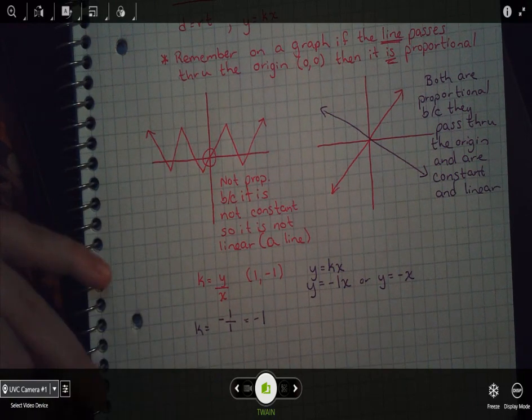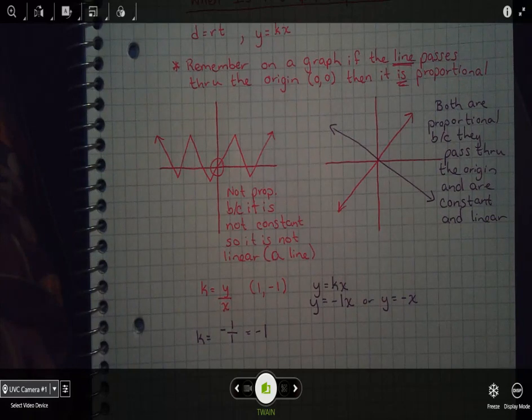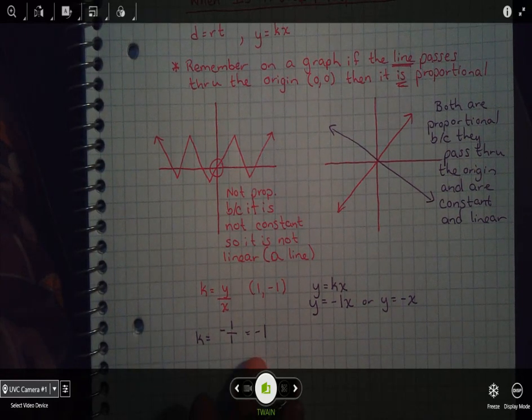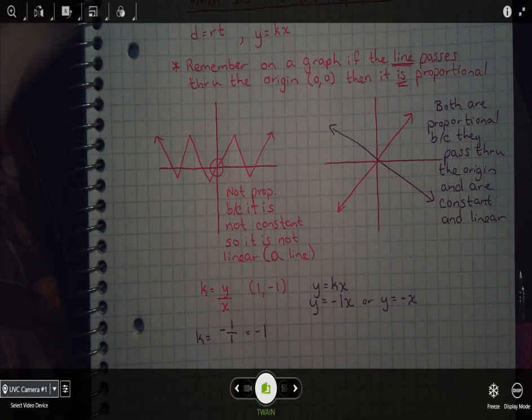That's what we were doing before Christmas. So we're going to look at some in the guided practice on your Google Slides, just looking at them. Hey, is it proportional? Yes or no? What is the constant? All that good stuff.